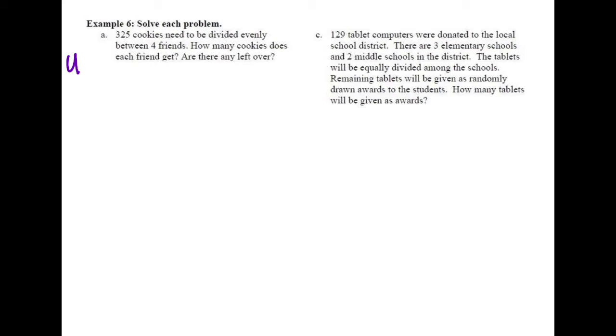Okay, so let's take an estimate and see what we've got. Now here again, sometimes estimates are not really helpful. So 325, we estimate it to 300. And 4, if I divide it by 4, doesn't go in evenly. So I'm going to round 4 to 5, and that will go in evenly. 5 goes into 30 6 times with 0 left. So each friend could get close to 60 is my estimate.